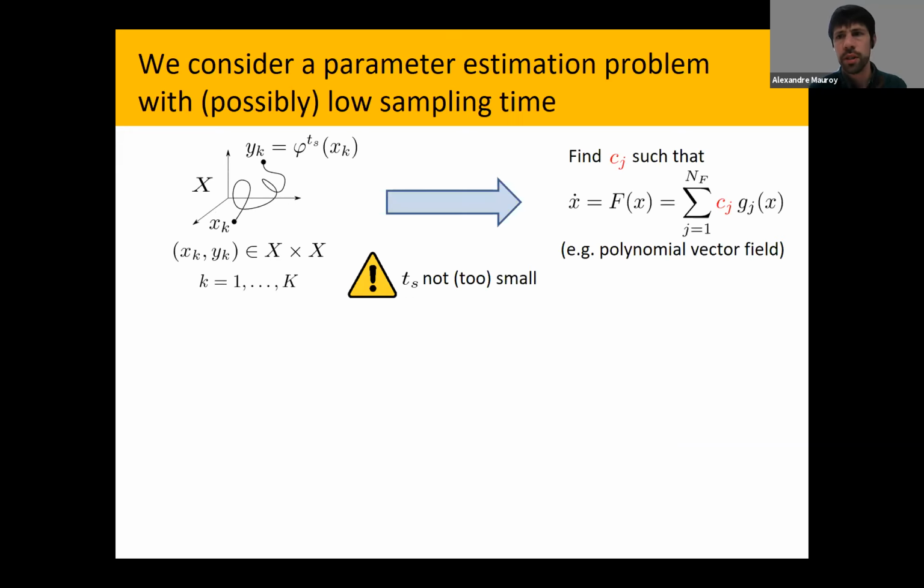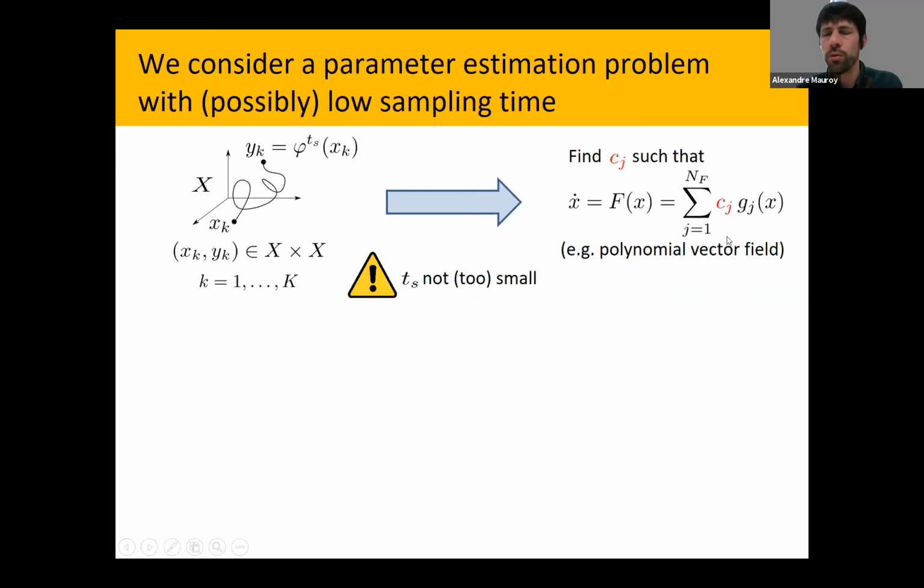So the problem is the following. When I say identification, I should rather say parameter estimation. Here we are given a bunch of data points. We assume that we have pairs of points, xk and yk, and we know that after some sampling time ts, the state xk is mapped to yk. So we get all these pairs of data, and from this, we would like to find the dynamical system, so the ODE that generated this pair of data.